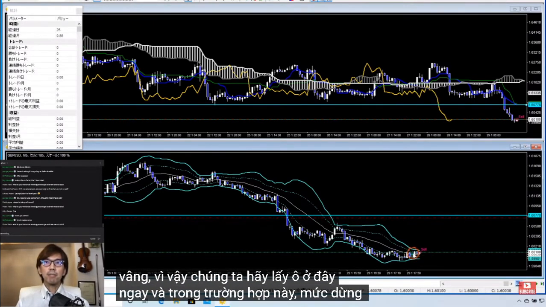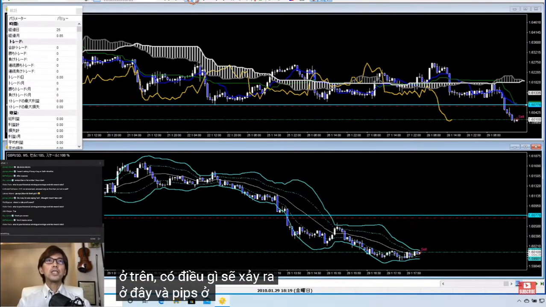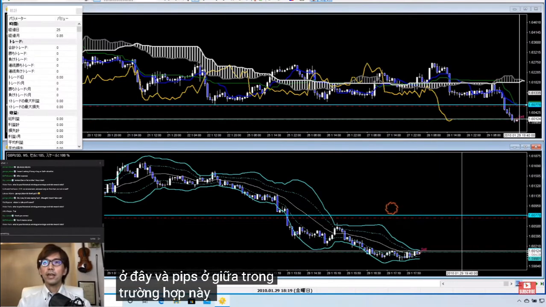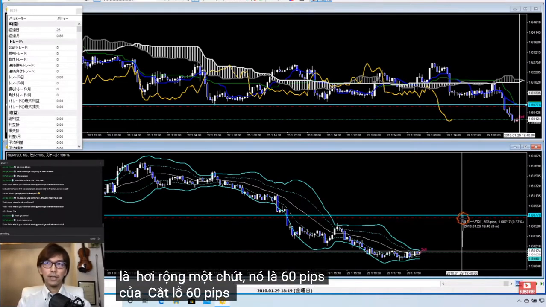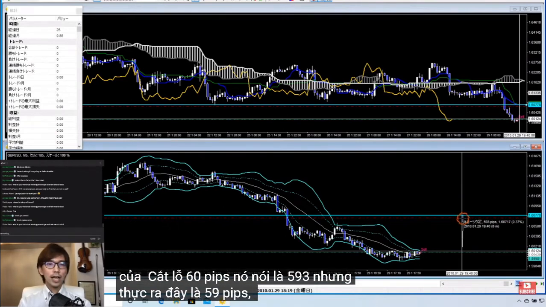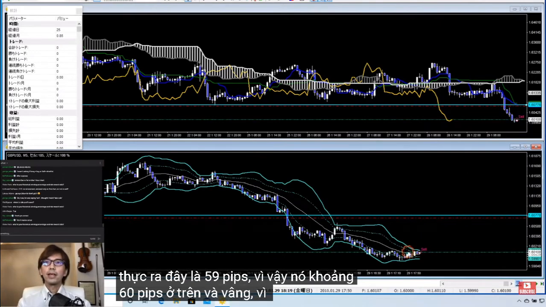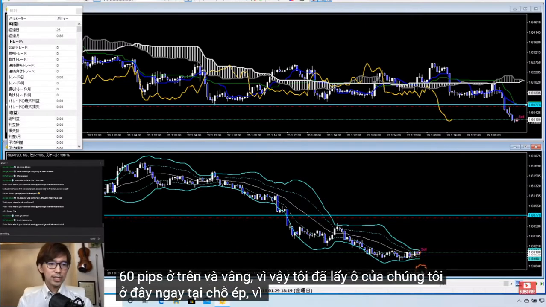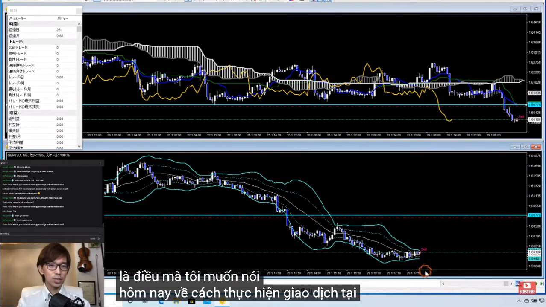In this case, my stop loss is slightly above the recent high, which is going to be here, and the pips in between is going to be a little bit wide. Yeah, it's 60 pips of stop loss. It says 593, but actually this is 59 pips, so it's about 60 pips above. And yeah, so I took a sell here at the squeeze. So this is something that I want to talk about today, how to take trades at the squeeze.